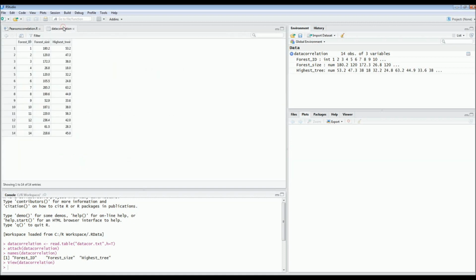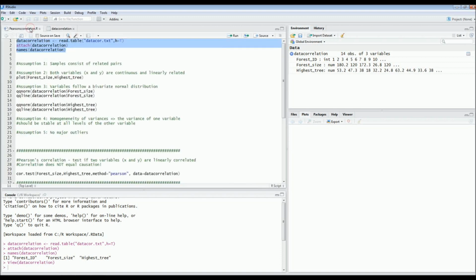What that means is, if you look at our data set, that for each forest ID, so for each unique forest, we have two measurements. First, the size, second, the height of the highest tree. So these two are related pairs for this forest ID. So this is how your data frame has to look before you can run the Pearson correlation test or any correlation test in general.